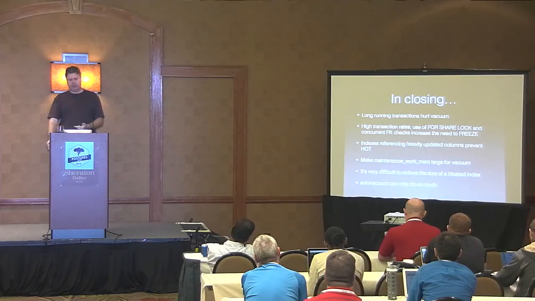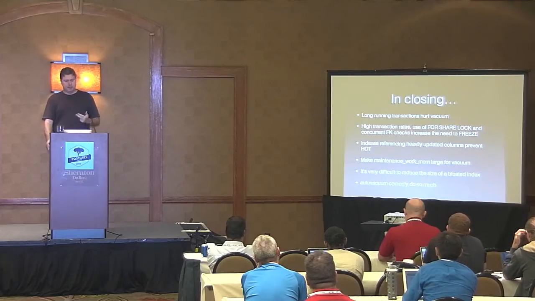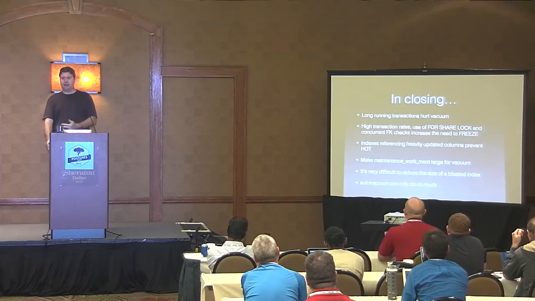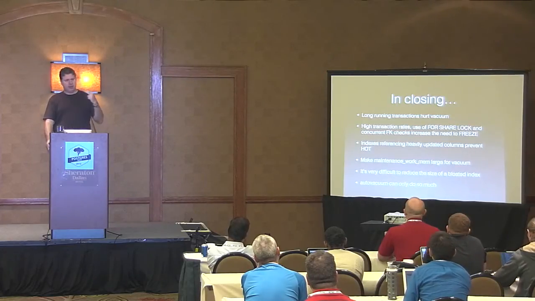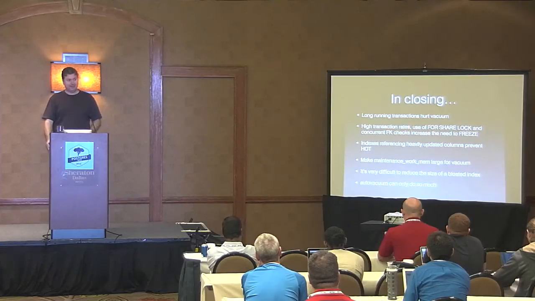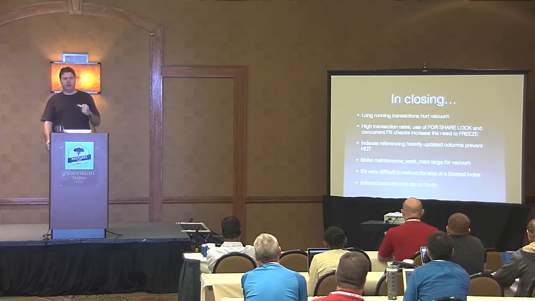Indexes referencing heavily updated columns prevent HOT. Make maintenance work mem high enough so that you don't have to have multiple passes through a table. It's very difficult to reduce bloat, so try not to let it happen in the first place. And autovacuum can only do so much. There are things that you can do that will really help it out.